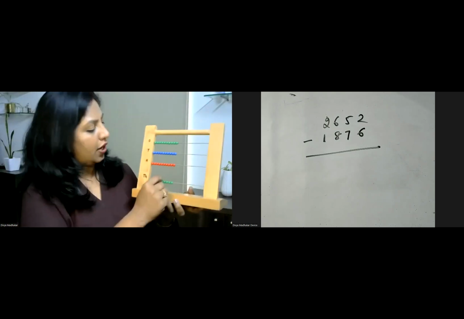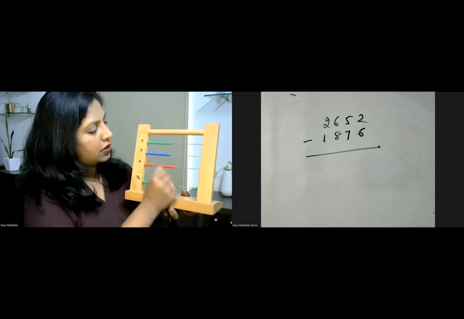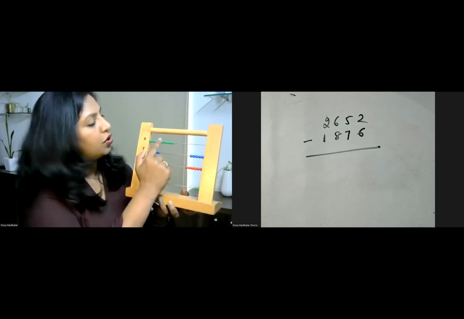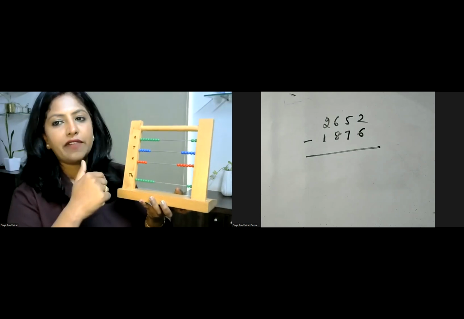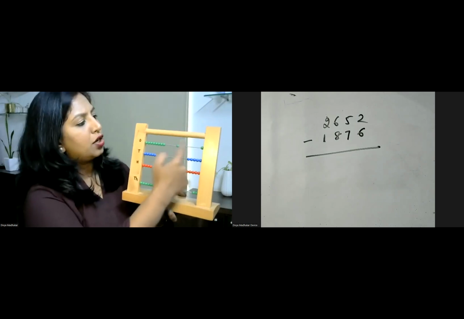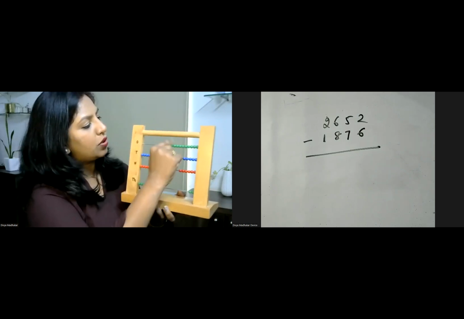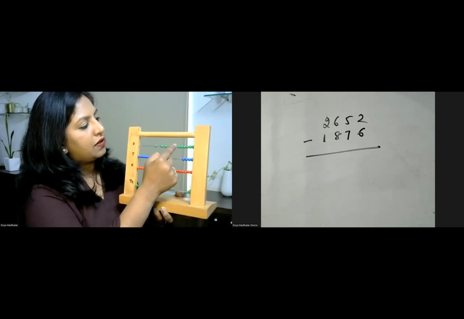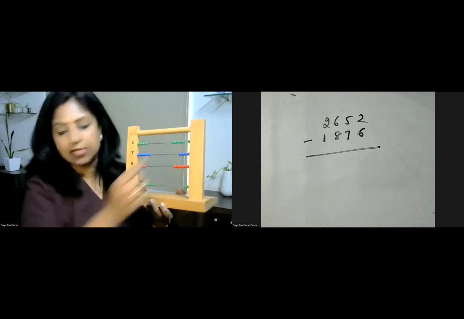So you have to take your 2000s, your 600s, 5 tens, 2 ones. So now you need to take away how many ones? 6 ones. 1, 2. I don't have, so I move this, I move that. 3, 4, 5, 6. The remaining is 1, 2, 3, 4, 5, 6.